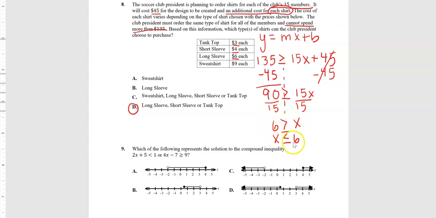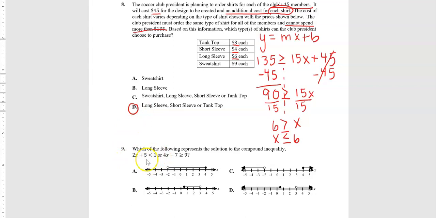So I just flipped my answer around to make it make sense. That means that the maximum amount of money that I could spend would be $6. So they could buy 15 long sleeve shirts, 15 short sleeve shirts, or 15 tank tops. And so the answer would be D.